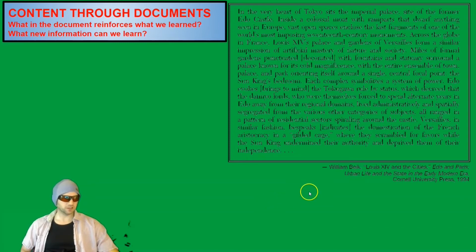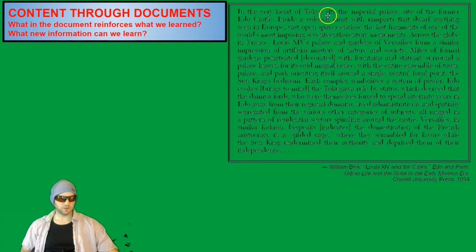All right, let's take a look at what this is. 1994. Okay, already I'm thinking it's within 30, 40 years, so I'm liking the knowledge. The historians definitely kind of knew what was going on at this point. Cornell University Press. I like that. It's connected with a college. We'd have to look up William Beek, Louis XIV, and the cities, Edo and Paris, urban life, modern era. Okay, sounds like a good source. Not too many questions on the source in my own mind.